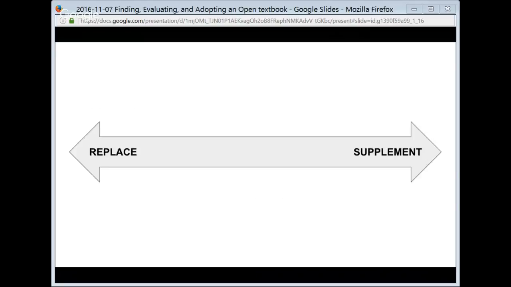So if you're interested in getting started with an open text, but you love your current textbook, you don't necessarily need to throw your textbook all away to get started with open educational resources. There are a range of ways to incorporate free learning materials into your course.